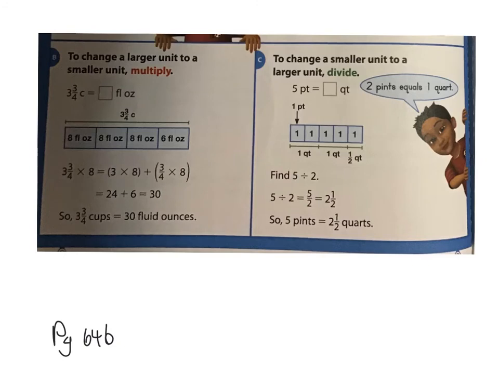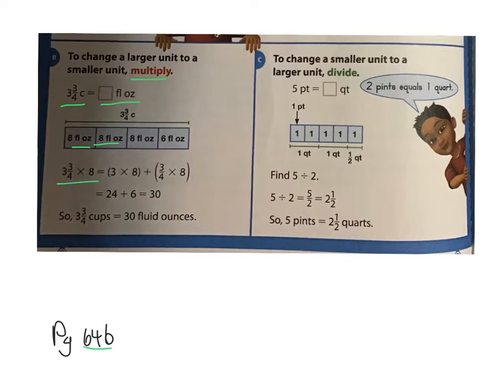So in this problem here, we're going to convert 3 3/4 cups to fluid ounces. Now, if we look at the conversion that's up at the top on page 646, it says that there's 8 fluid ounces in each cup. So that's why we're using 8 fluid ounces in each cup. So we're going from cups to fluid ounces, so that's a bigger unit to a smaller unit, so we're going to multiply. We're going to multiply again by that 8, since there's 8 fluid ounces in each cup.